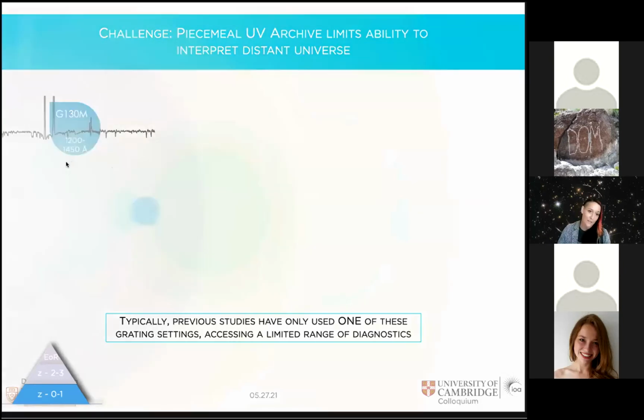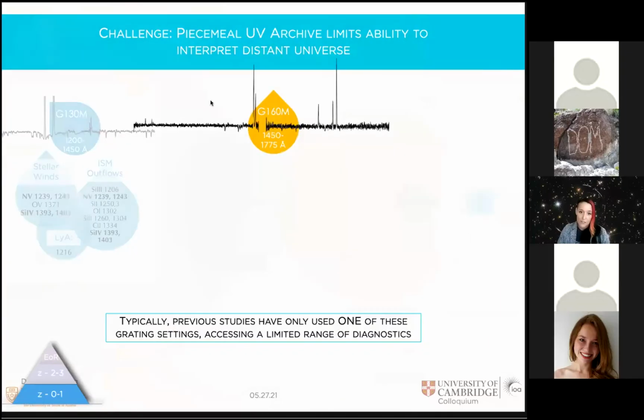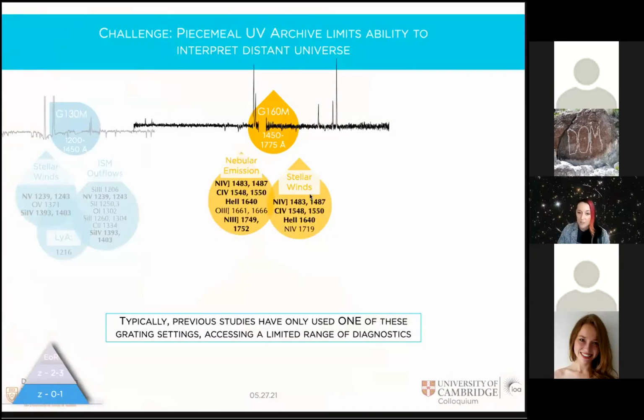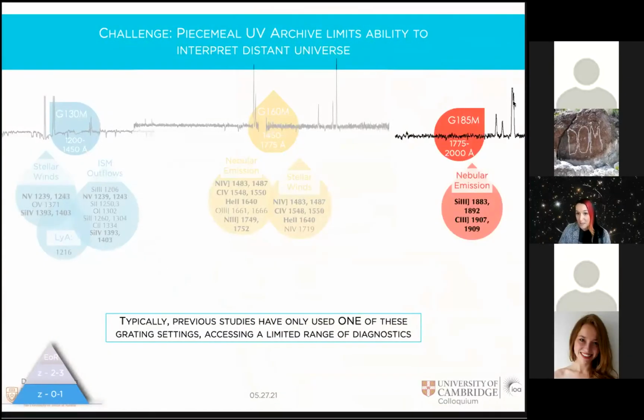So for instance, if people were interested in looking at Lyman alpha and maybe nearby stellar winds or particular ISM outflow lines, they would get this portion of the spectrum. If instead they were interested more in maybe these emission lines plus other stellar lines, they would get this middle portion of the far UV spectrum. And then rarely people would go after like the carbon 3 emission lines and get this portion of the spectrum. And so the archive was very piecemeal when I looked at it, despite lots and lots of observations.